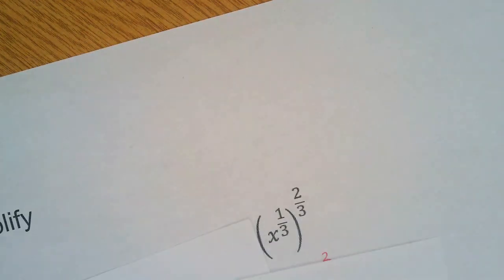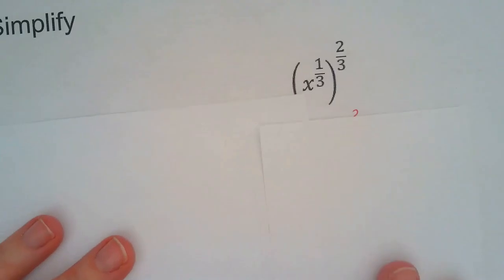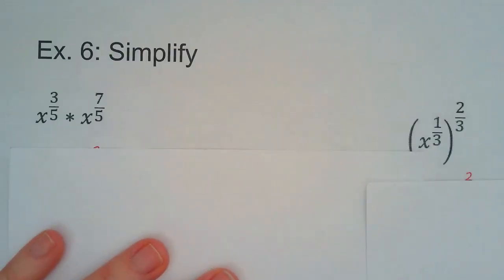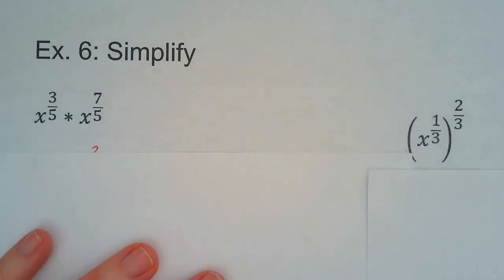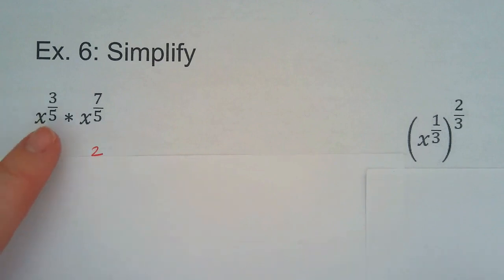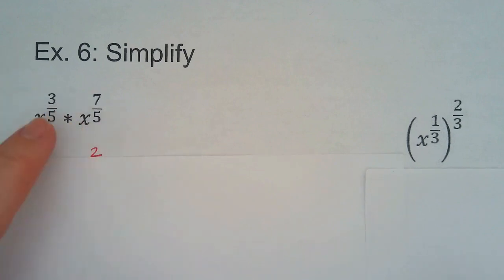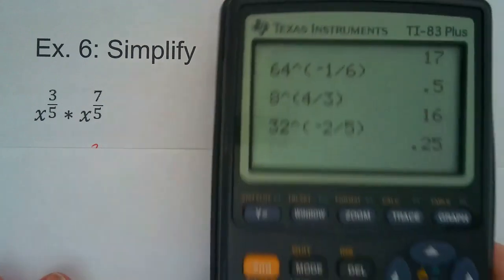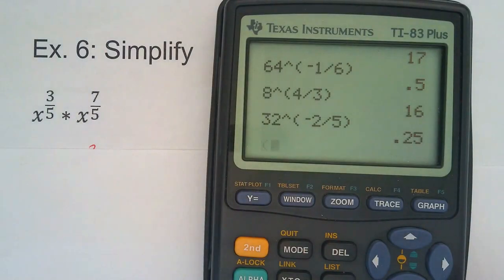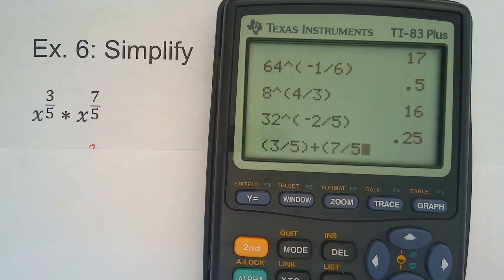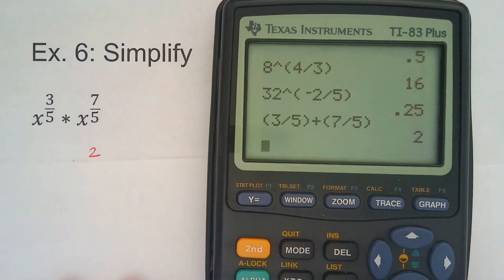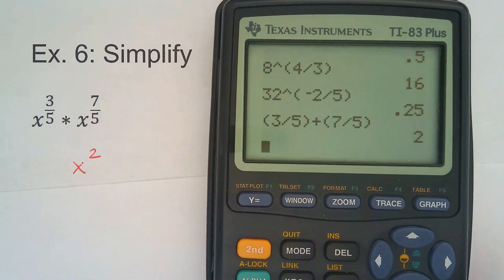All right, last part here, just making sure we reiterate our exponent rules. We already practiced these exponent rules, but just making sure we're good. So remember that when you are timesing, you are actually adding those exponents. So just use your calculator and type it in. So I've got 3/5 plus 7/5. And remember how I type in fractions and I hit enter. So I got x to the second.